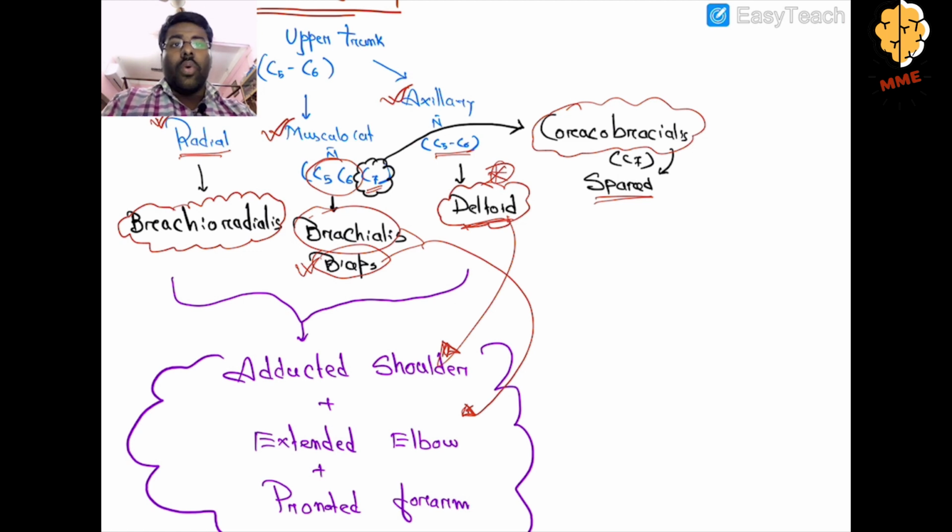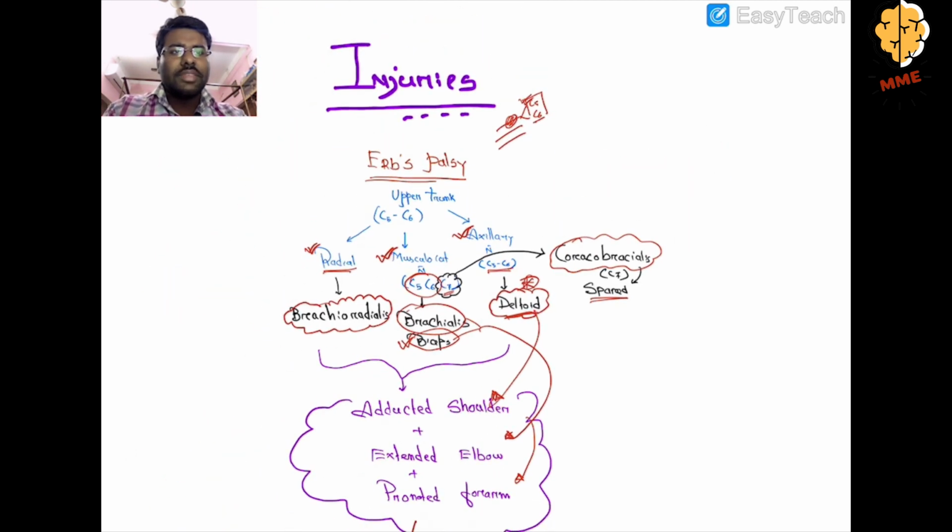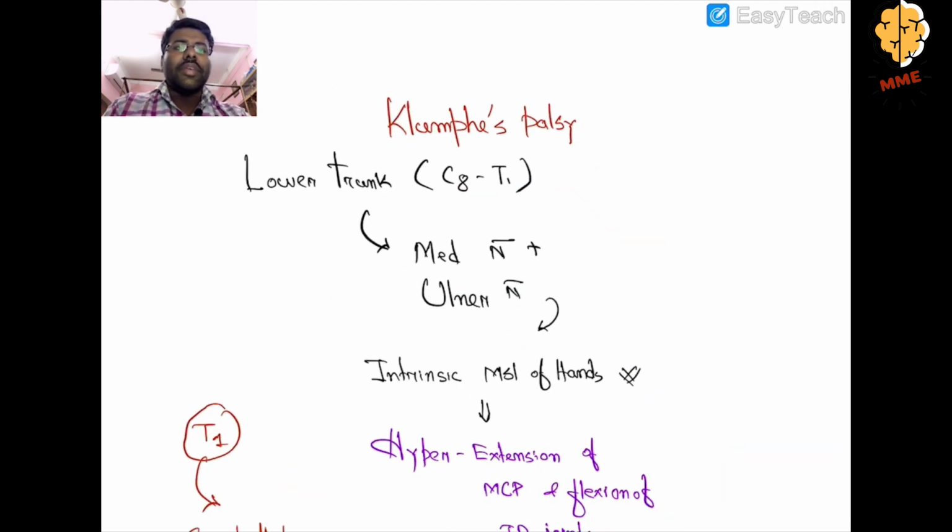So when they get involved, the pronated forearm is seen. Very easy. This is about Erb's palsy. Upper trunk gets involved: brachialis, biceps, deltoid, brachioradialis. The shoulder gets adducted, the elbow gets extended, and the forearm gets pronated.